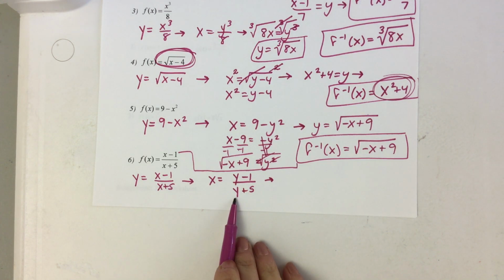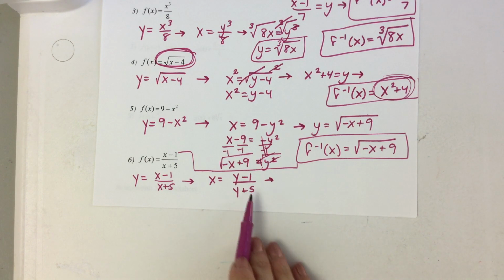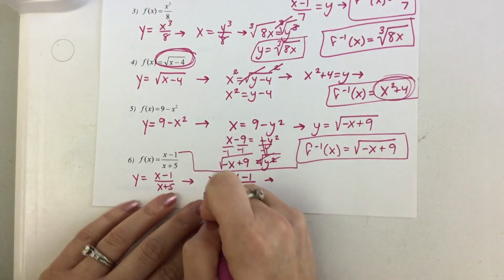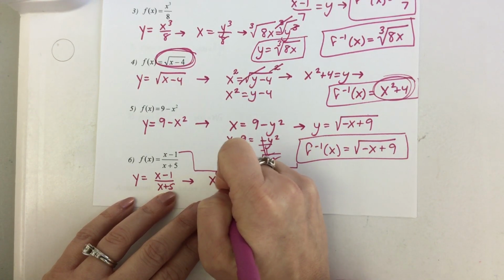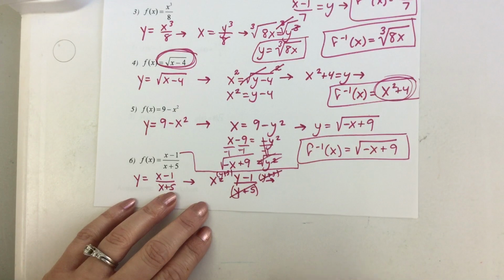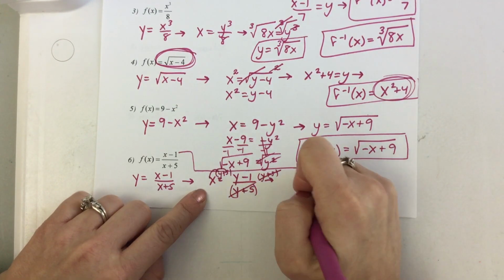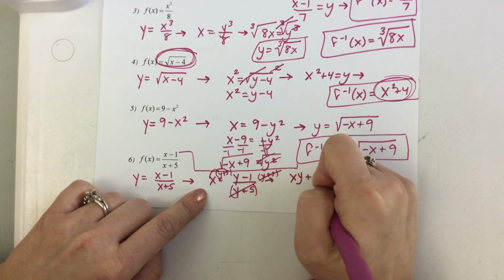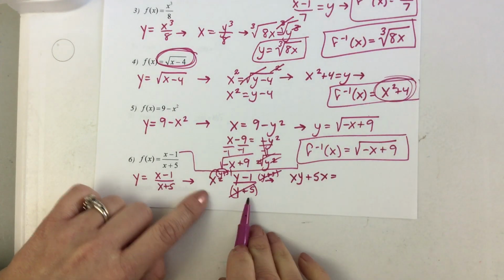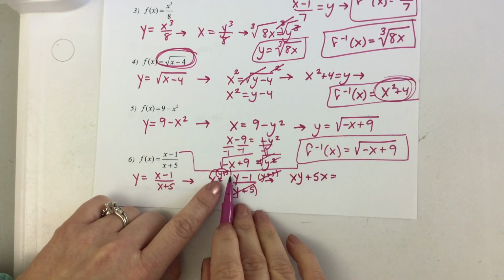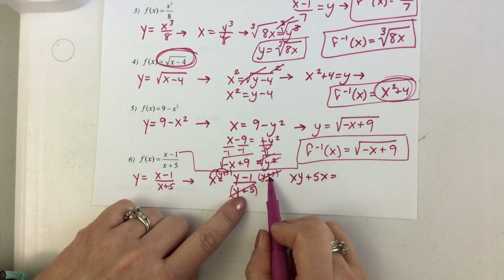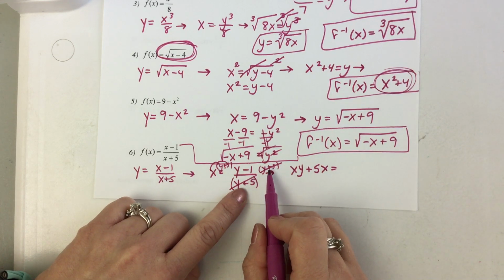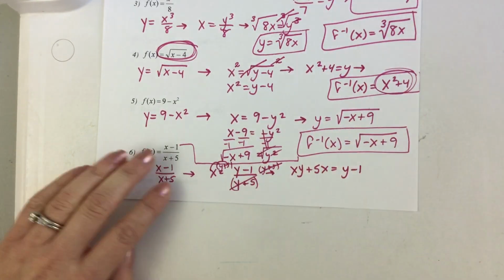Now at this point, I know you're still rocking it. Now here's where it's like, what the heck do I even do? Because you need y by itself, and I have 2 of them. The first thing I would do, definitely, is get rid of the fraction. So if I multiply both sides by y plus 5, this will cancel. I would have to distribute the x, so xy plus 5x. Here, I multiplied by the denominator, so it canceled, leaving me y minus 1.